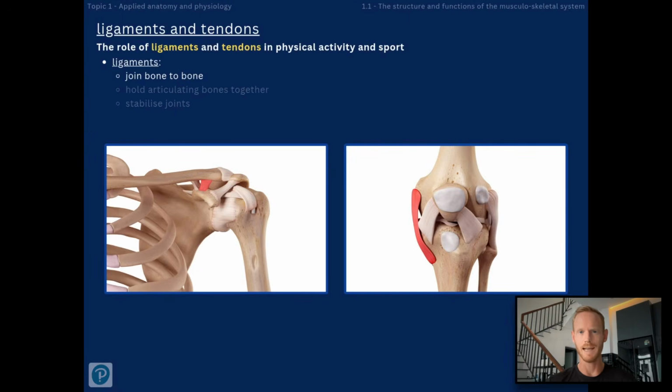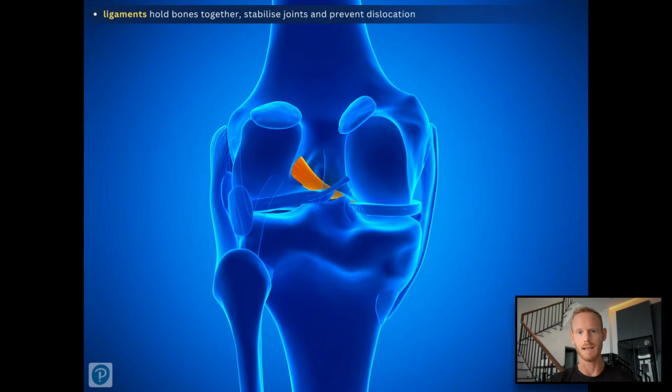Ligaments are strong elastic tissues that connect bone to bone. They hold articulating bones together at joints and provide stability by restricting excessive movement and preventing dislocation. For example, the ACL or anterior cruciate ligament joins the femur to the tibia at the knee joint.